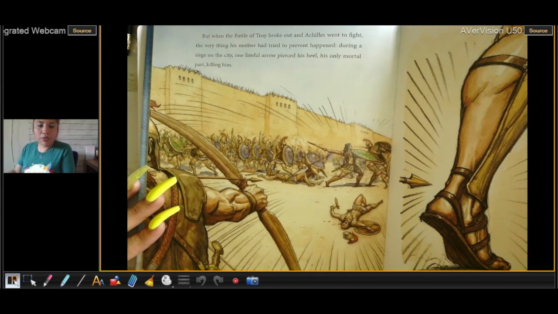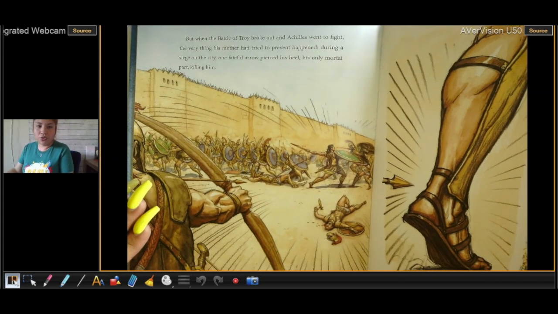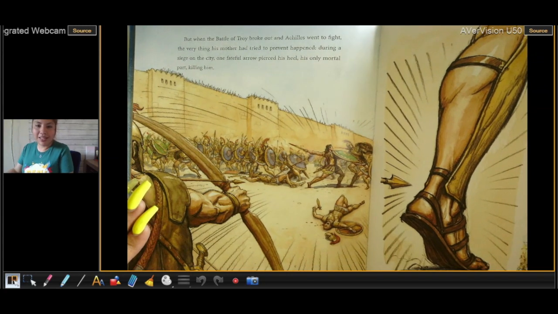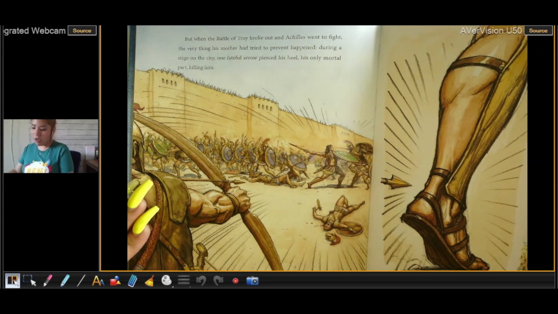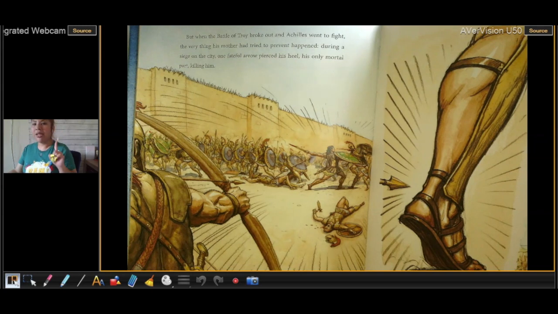But when the Battle of Troy broke out and Achilles went to fight, the very thing his mother had tried to prevent happened. During the siege on the city, one fateful arrow pierced his heel, his only mortal part, killing him. Wow, what just happened? That one thing that made him extraordinary, what happened to it?